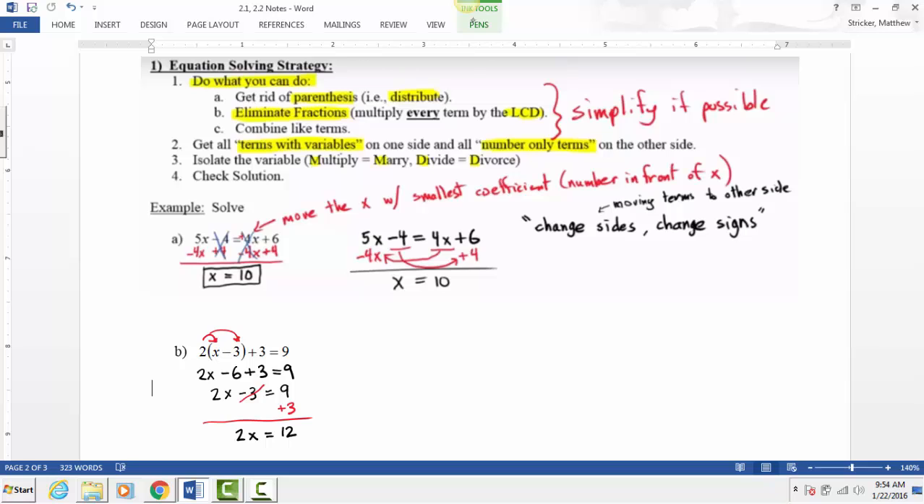And now we go ahead and get rid of that multiply by 2. Multiply, marry, divide, divorce. The way we undo multiply is by dividing. Divide by 2. And so we're left with x on the left-hand side, and on the right-hand side is 12 divided by 2, which is 6.